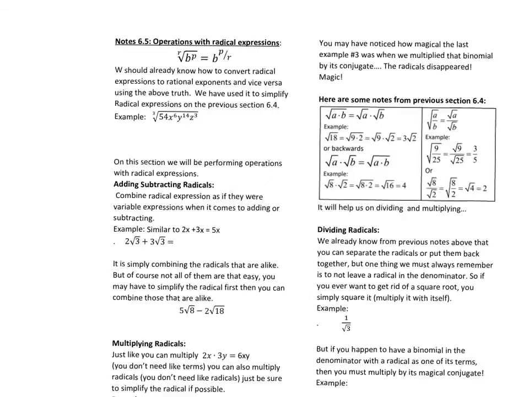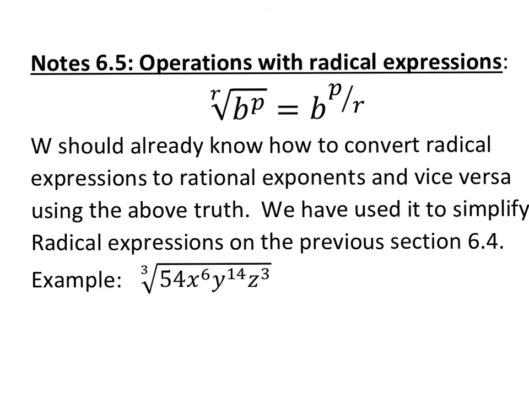So let's begin by jotting down the title, note 6.5, Operation with Radical Expressions, and also reviewing this very, very important fact that we learned last week. You could have any type of radical. Doesn't matter if it's a square root, a third root, a fifth root, whatever type of root you have, you could rewrite it as a rational exponent. What is a rational exponent? It's an exponent that's a fraction.